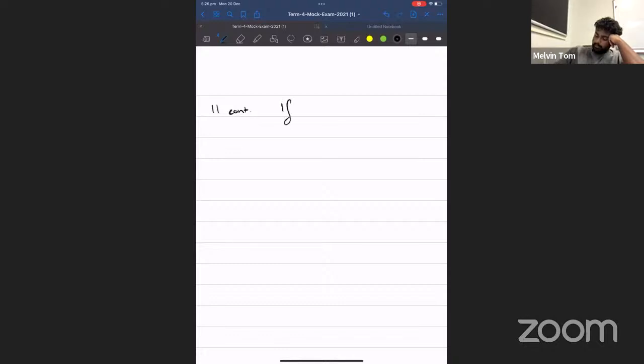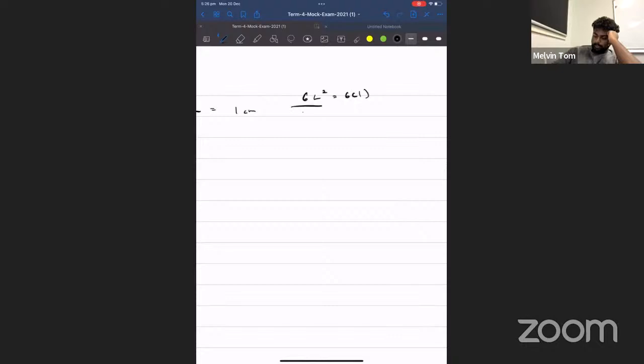So if length is equal to 1 centimeter, let's see what happens. We have 6L squared, which is 6 times 1, divided by length to the power of 3, which is just 1 cubed. And that gives me 6 divided by 1, which is not equal to 3.